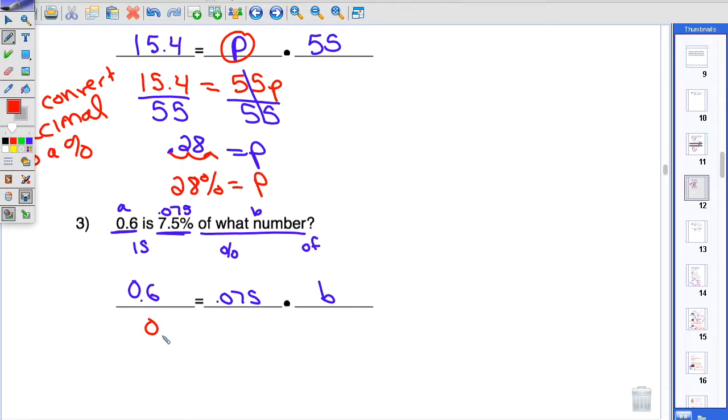All right, let's multiply to get it in the form of a one-step equation. So we have 0.6 equals 0.075B. Get the B by itself by dividing both sides by 0.075. The 75 thousandths cancels out, so you're left with B. And then put in your calculator 6/10 divided by 0.075, and that gives you 8.